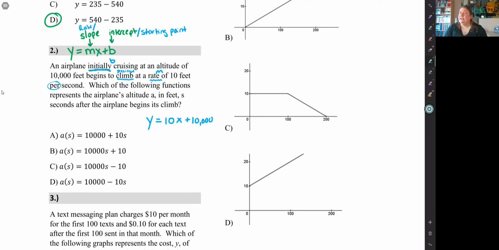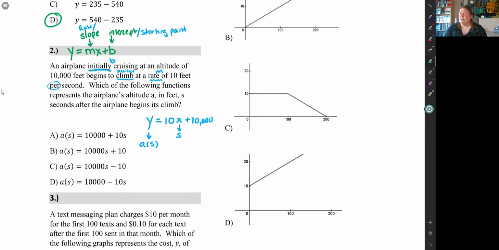In this problem, instead of y and x, they used a and s, and we need to figure out which one's which. I can tell just by looking at the answers that x is going to turn into an s, and y, they're using function notation, A of s, the altitude based on the seconds, right? So if I plug in a time for a second, I should get an altitude. This is not multiplication, you just leave it like that, A of s.